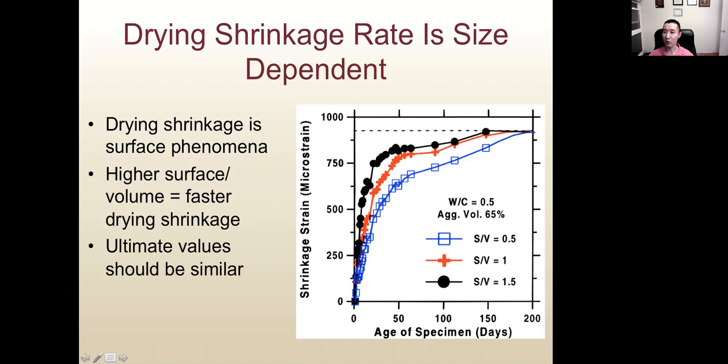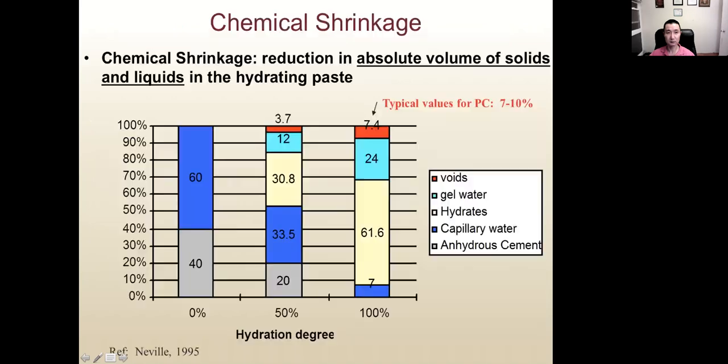However, the final value of dry shrinkage is the same. It does make sense. With a higher surface to volume ratio, dry shrinkage occurs faster, but the total dry shrinkage does not change. All right, so that is dry shrinkage.